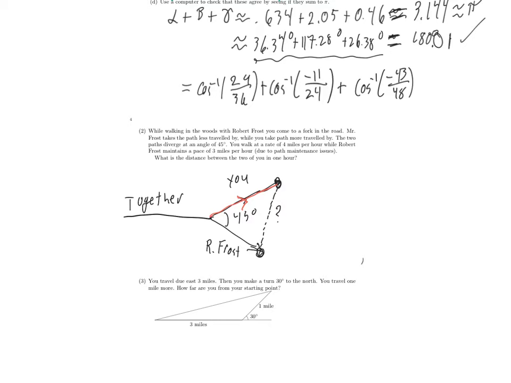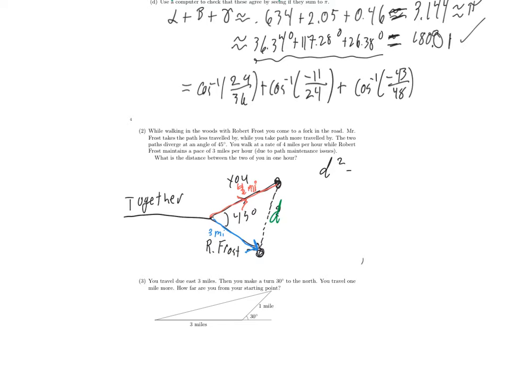Well, you walked 4 miles per hour for 1 hour. This length is how far Robert Frost traveled. Well, Robert Frost traveled 3 miles per hour for 1 hour. So you know that you covered a distance of 4 miles. Robert Frost covered a distance of 3 miles. You want to know what this distance is. Let's even call it D. Well, you know a side, and the angle at which they meet. This side is determined by the law of cosines.